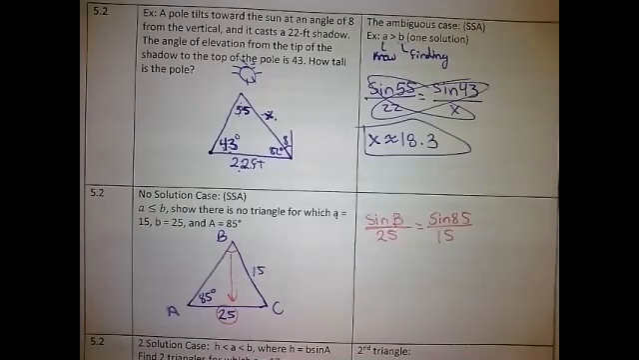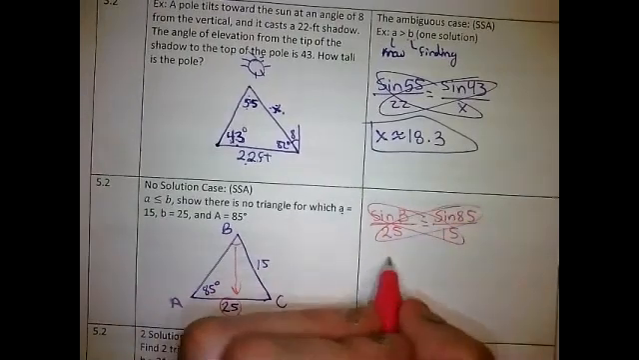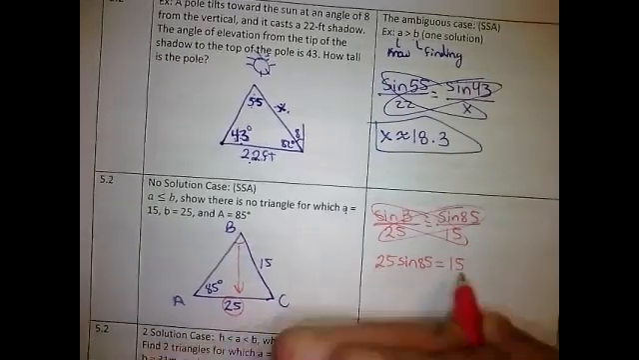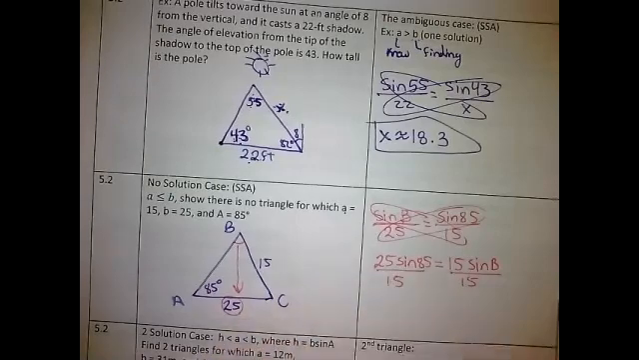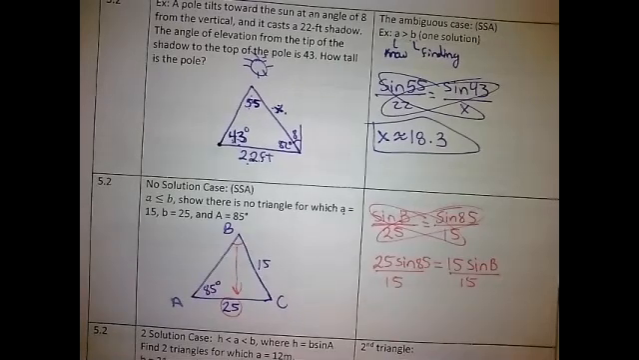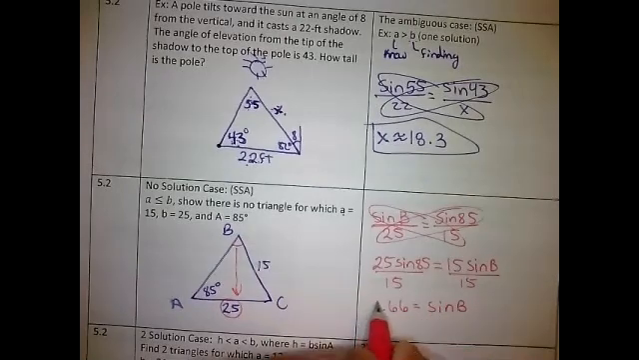Okay, so now let's go on ahead and solve. We're going to cross multiply. So I'm going to have 25 sine of 85, and I'm going to write this one out just because we're going to have to do an inverse operation on it, divide by 15. So 25 times sine of 85 divided by 15, and I get approximately 1.66 equals sine of B. So now I have to take the inverse of both sides, which means that these cancel.